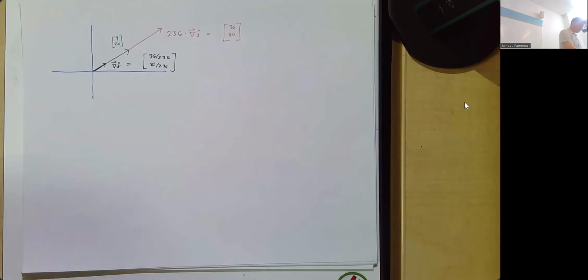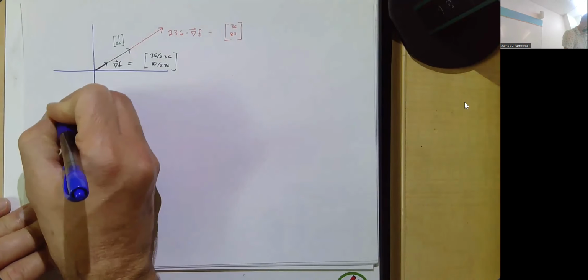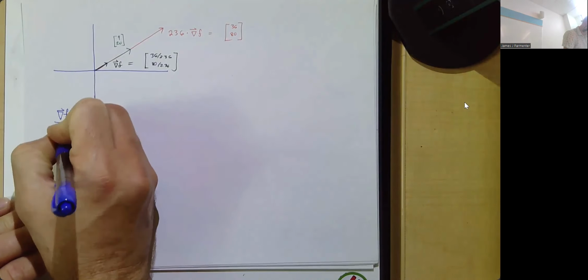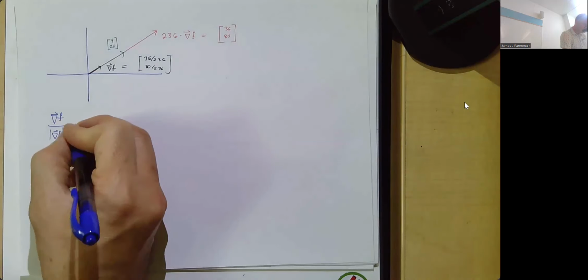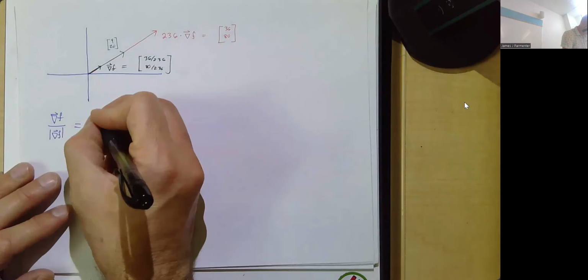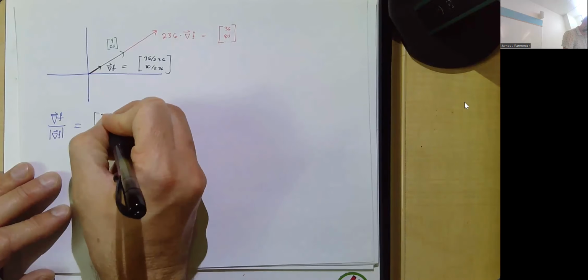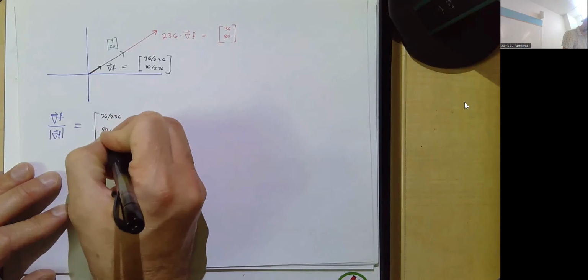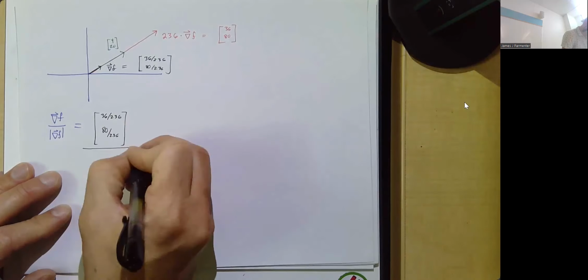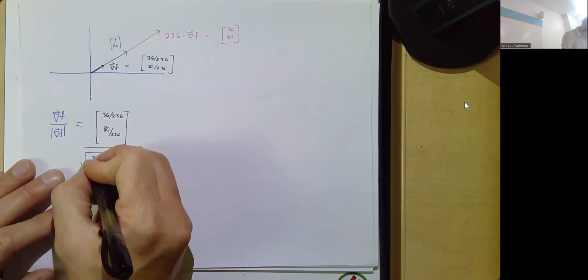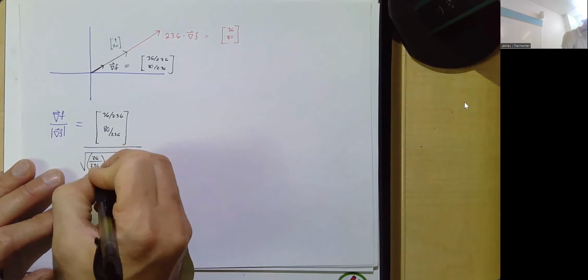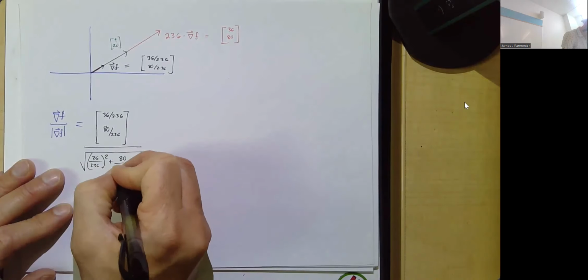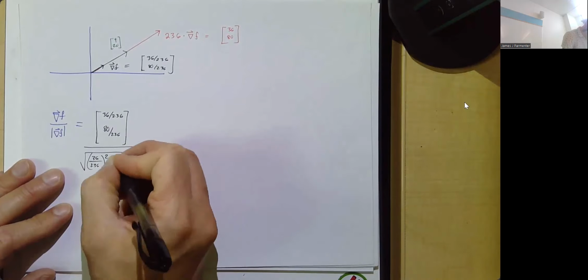And again, when I say normalize, I mean just divide by its own magnitude to get the correct unit vector. So here are 3 correct answers. The worst correct answer is the original vector, 36 over 236 and 80 over 236, divided by the square root of (36 over 236) squared plus (80 over 236) squared. God, that's a lot to type into WebWork.